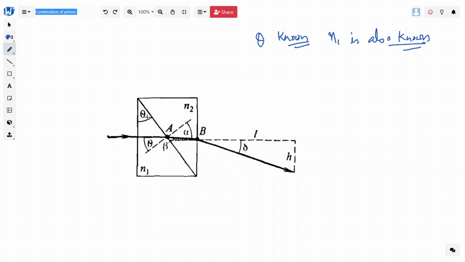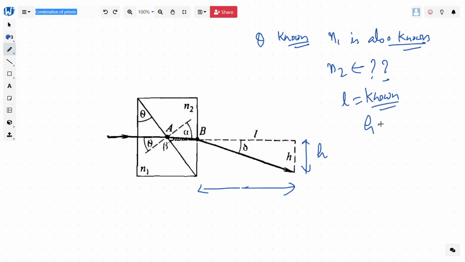Then we stick another prism on this surface whose refractive index is n2, or we can fill it up with that liquid, etc., whose refractive index we want to find. So this is what we want to find out, and we send a ray of light like this, and it is observed on a screen at a distance L, which is known, and this is the height h which we can observe. So L is known and h we observe or is known.